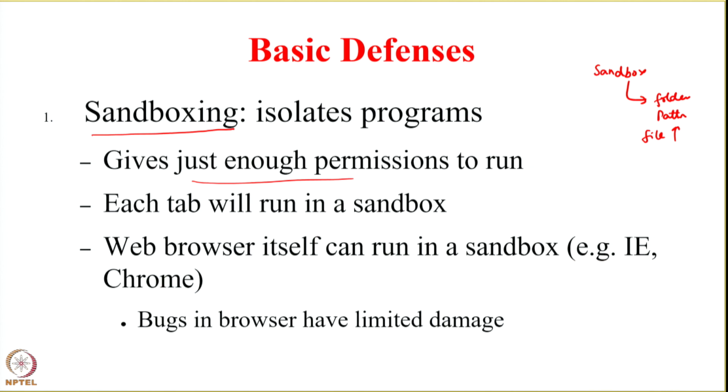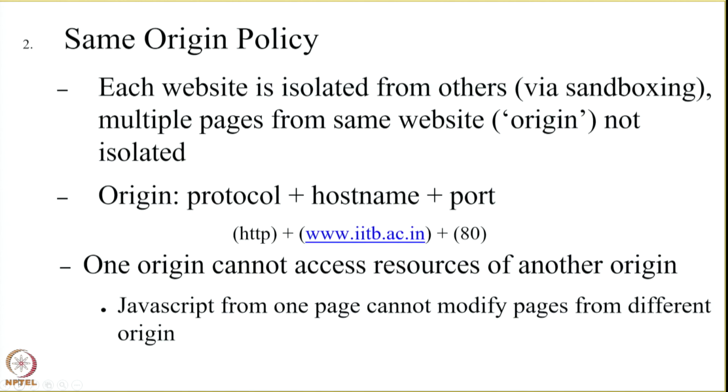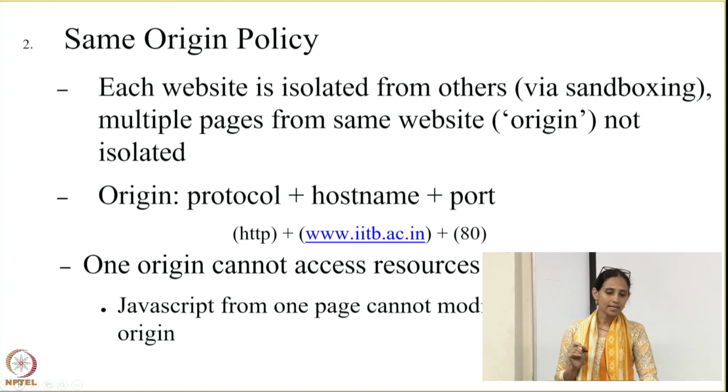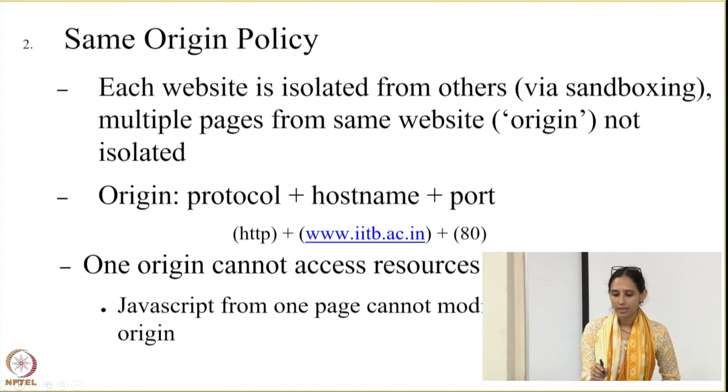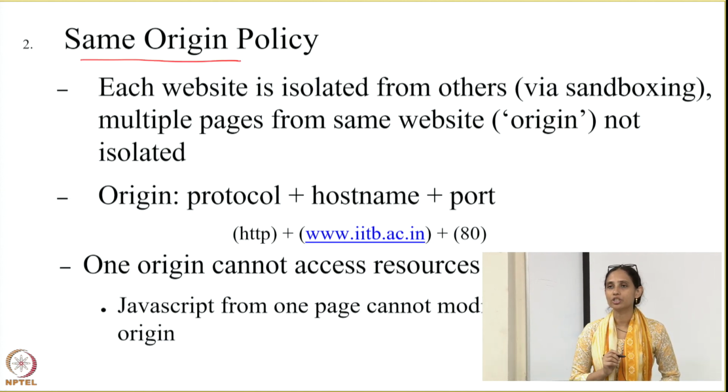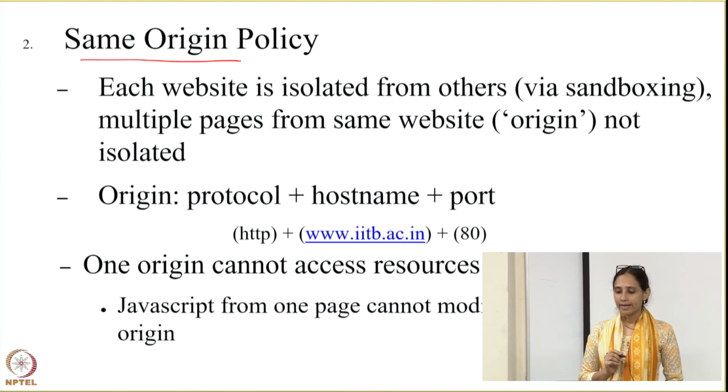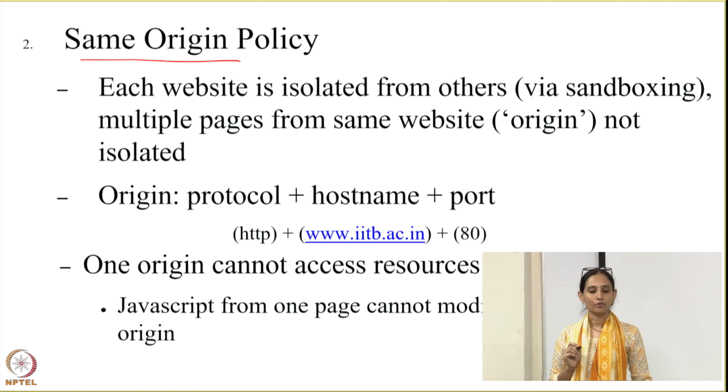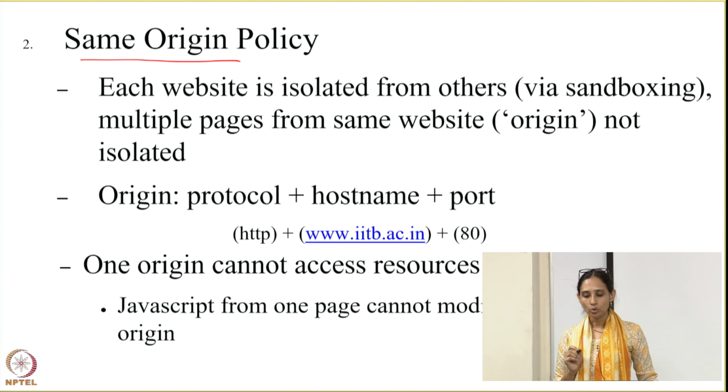So, this ensures that bugs in a browser have very limited damage. So, that is one aspect of security which is through sandboxing. The second aspect of security is through something called same origin policy. Again, this is a very important aspect of web security.